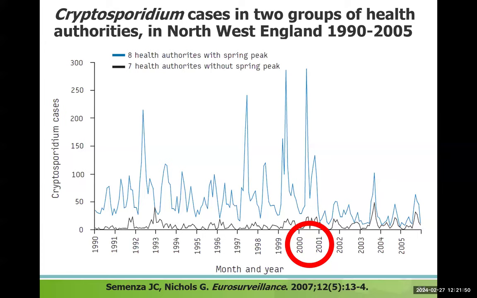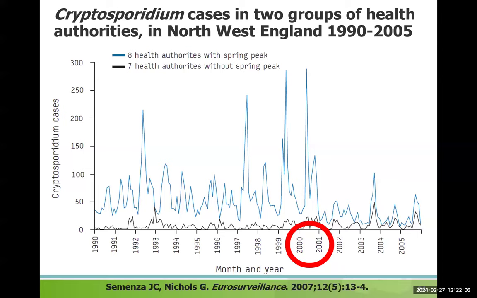So the good news here is that we can, in fact, intervene with public health measures and fix the water treatment system with more advanced technologies to eliminate these type of sturdy oocysts that are resistant to chlorine, but not to UV light or filtration.